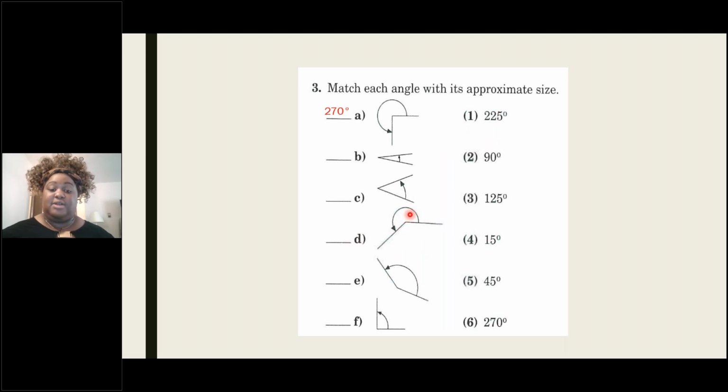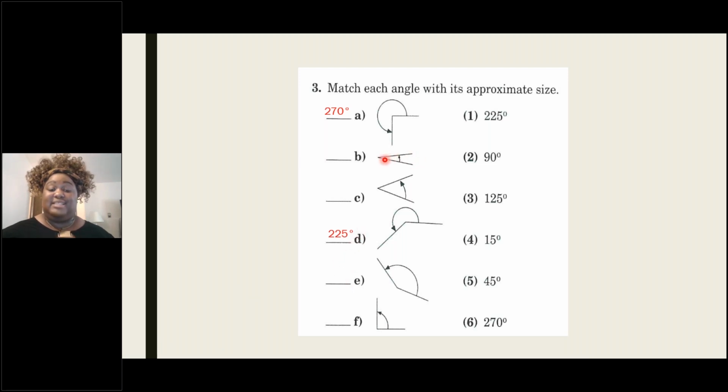So as you can see, this one is also a reflex angle. It's more than 180, but it's not that full circle. So it's less than 360, and it's a little bit smaller than the angle in A. So that lets me know that D is 225 degrees.